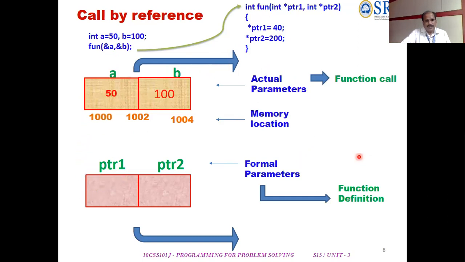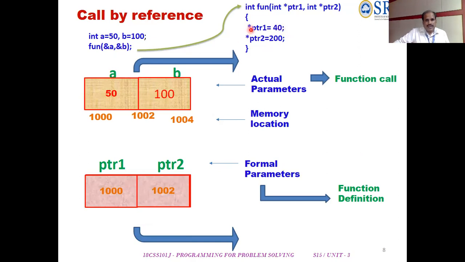So the actual address of a is 1000. Now ptr1 holds 1000. Similarly, the address of b is 1002, and ptr2 holds the address of b, that is 1002. So we are going to change the ptr1 value and ptr2 value.